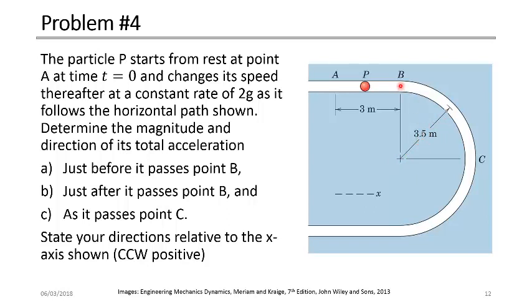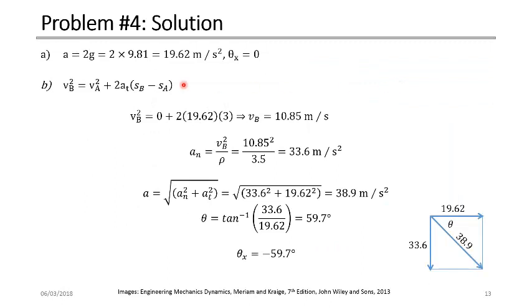So at this point P, the tangential acceleration, which is horizontal in this case, is given as 19.62. And all we need to do is calculate the normal acceleration. In order to calculate the normal acceleration, we want to get the velocity of the particle at this point P, and this is what we'll be doing. So we need to find the velocity of the particle at this point.